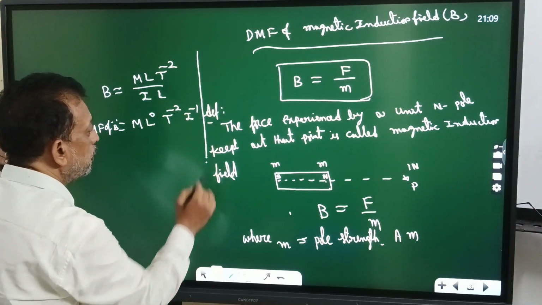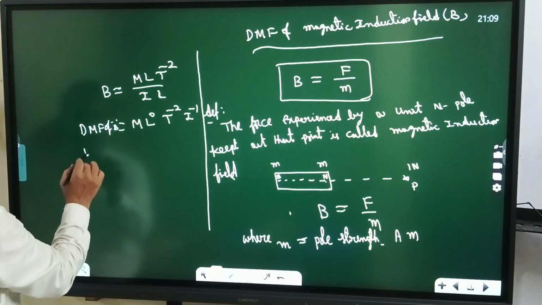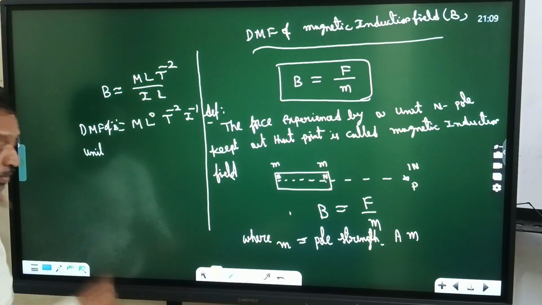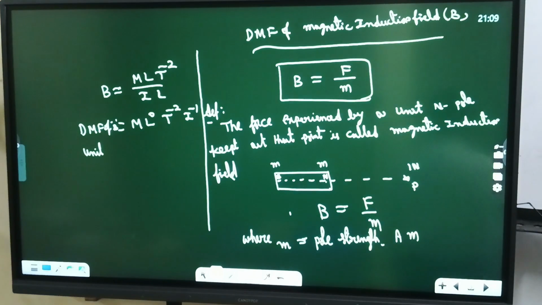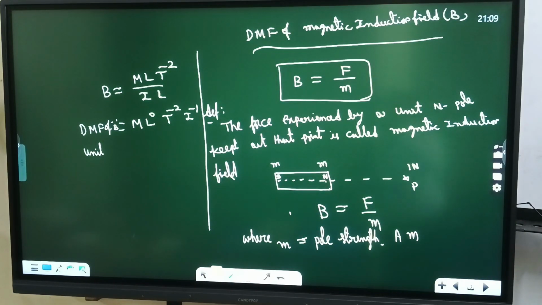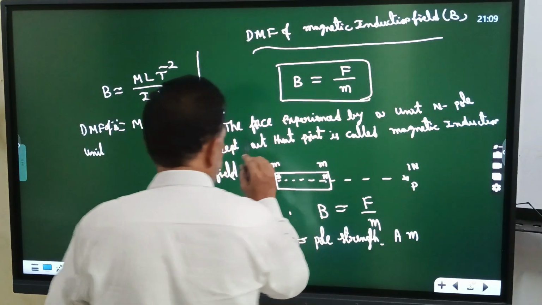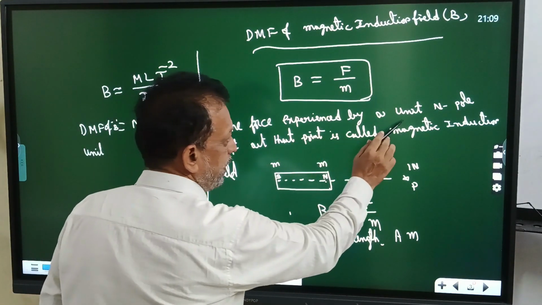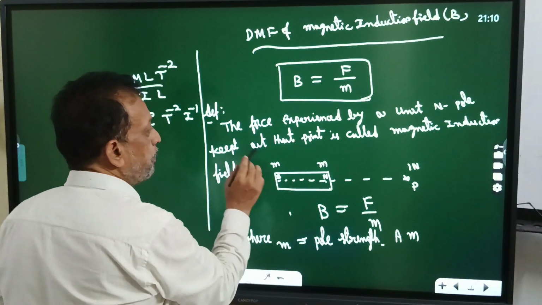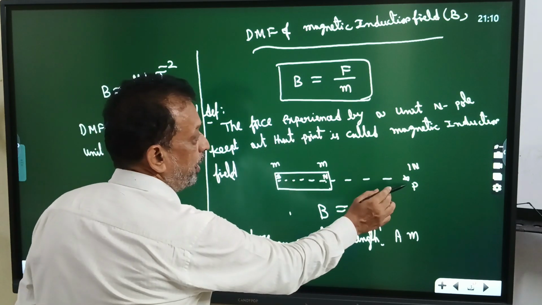Write the unit, please. Sir, the definition of the second line, does it repeat itself, sir? Wait. Second line: the force experienced by a unit north pole kept at that point is called magnetic induction field.